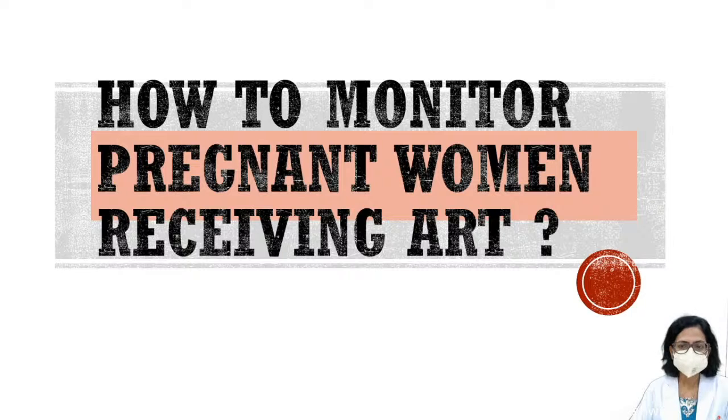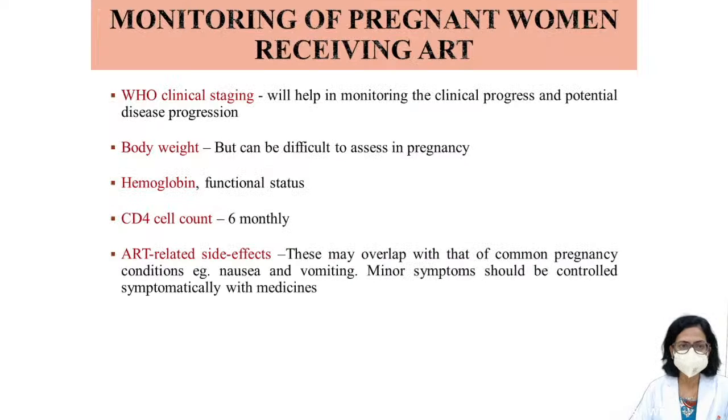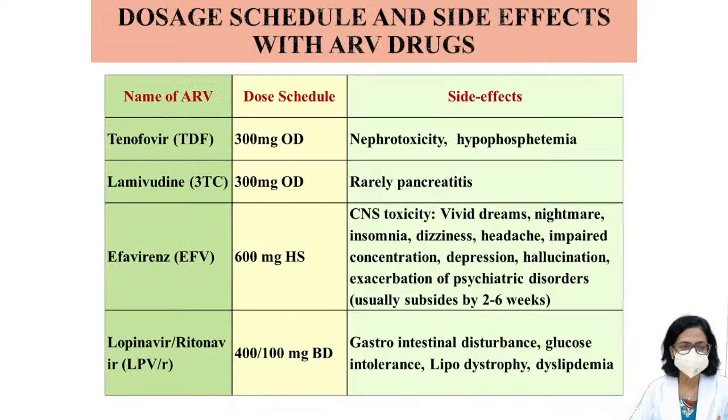So how do we monitor pregnant women who are receiving the drug? We monitor them clinically by WHO clinical staging, the weight, hemoglobin, CD4 cell count, and also for side effects of the drug. So this is basically a table showing the drug.